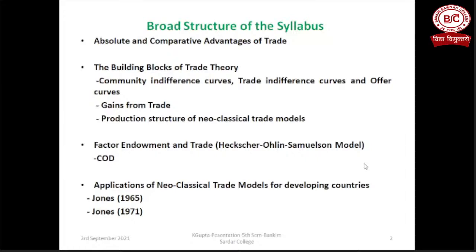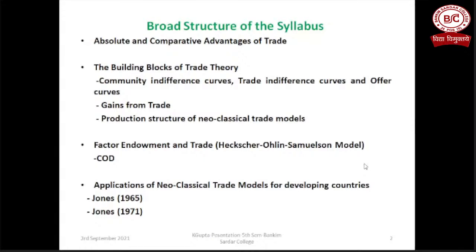Then one should focus on building blocks of trade theory, which includes community indifference curve, trade indifference curve, and also offer curves. Then there should be a discussion on gains from trade. But after this comes a very important topic, which is basically the foundation for some of the advancement of trade theory, that is production structure of neoclassical trade models, which is the micro foundation part that I shall discuss.